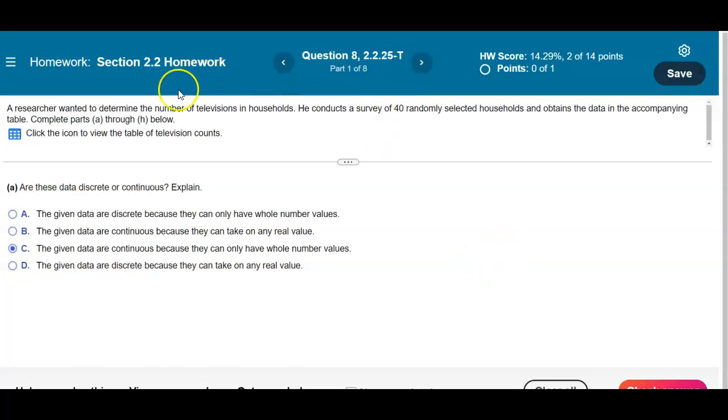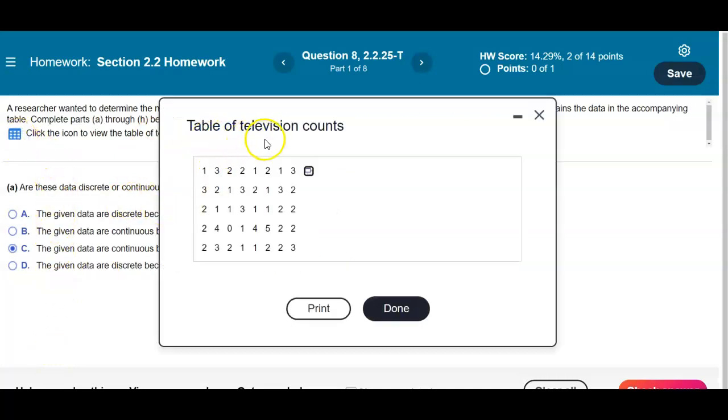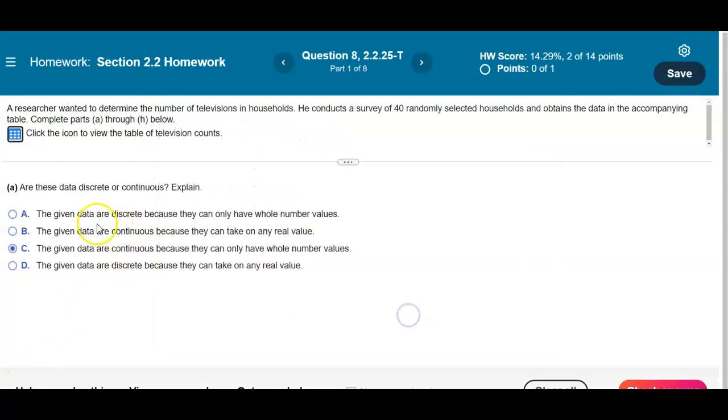2.2.25-T, homework. A researcher wanted to determine the number of televisions in households. He conducts a survey of 40 randomly selected households and obtains the data in the accompanying table. We're going to complete parts A through H below. And then here is the table of television counts. So let's take a look at the first question.